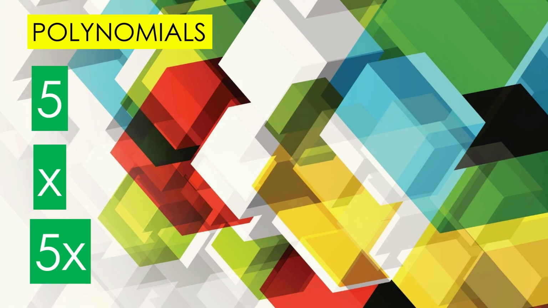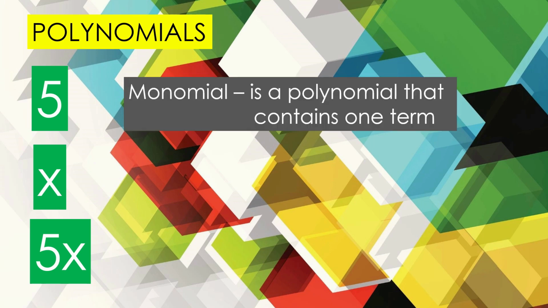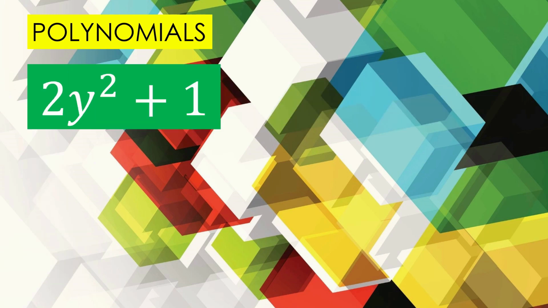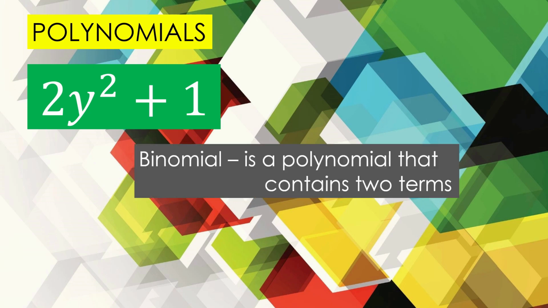5x and 5x is example of monomial. Monomial is a polynomial that contains one term. 2y squared plus 1. 2y squared plus 1 is example of binomial. Binomial is a polynomial that contains two terms. We have the first term and the second term.